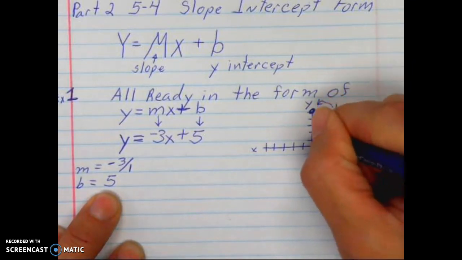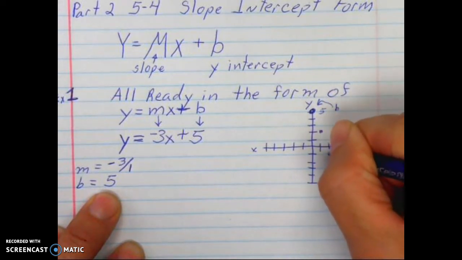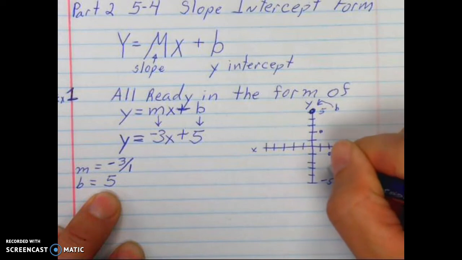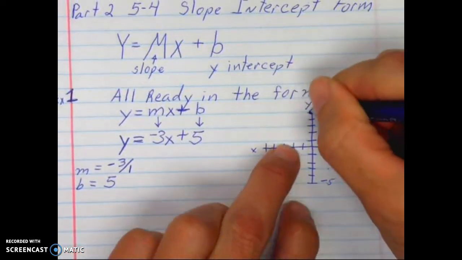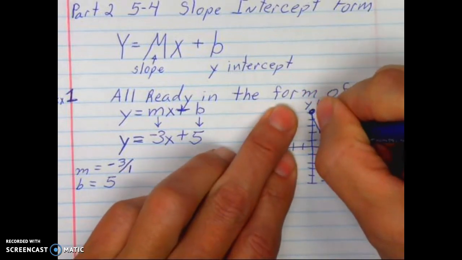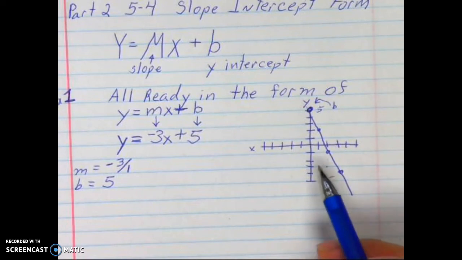1, 2, 3 over 1. Again, 1, 2, 3 over 1, and again, 1, 2, 3 over 1, right? So if you have a printed coordinate plane, this will line up even better. But I got a pretty straight line going there, and it matches.